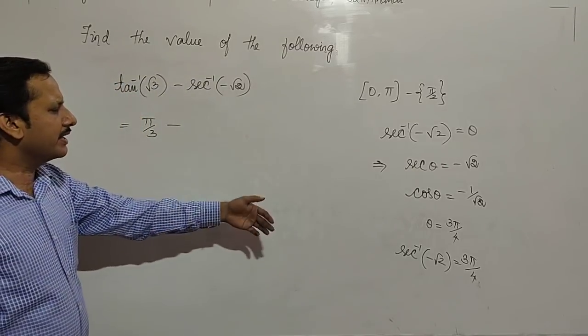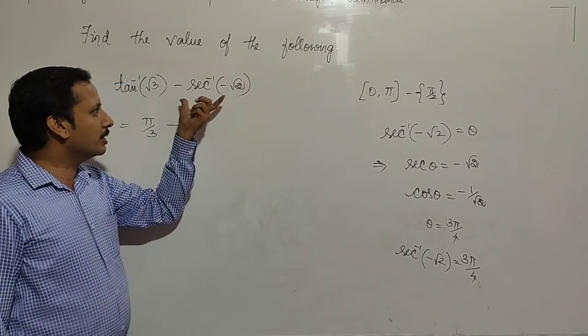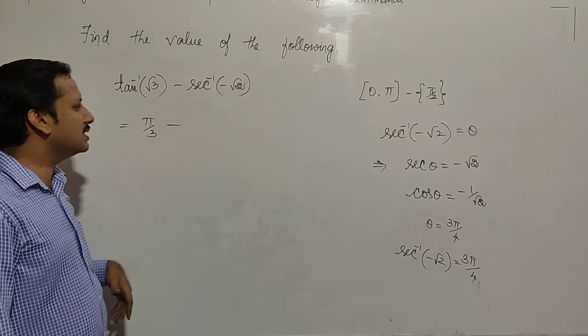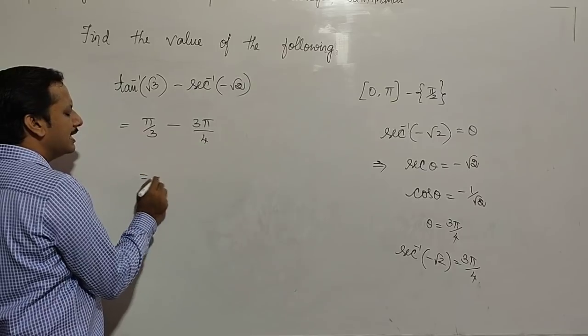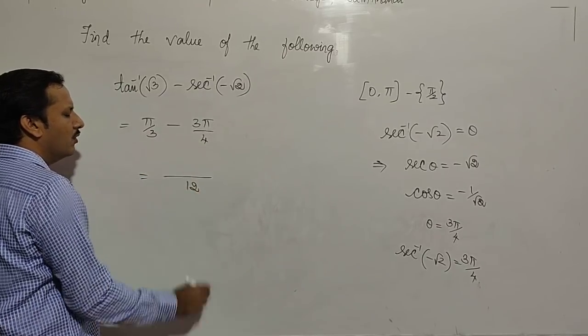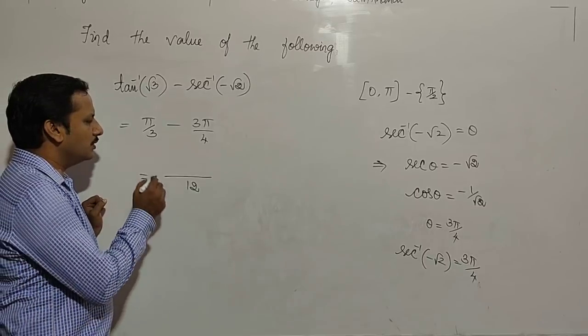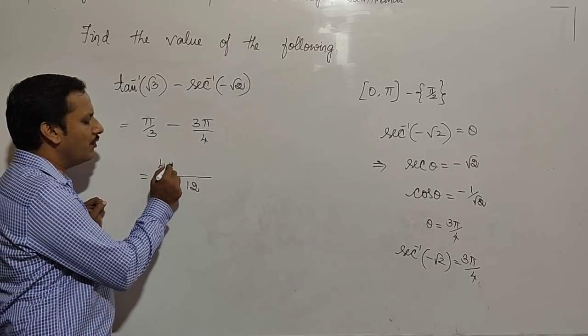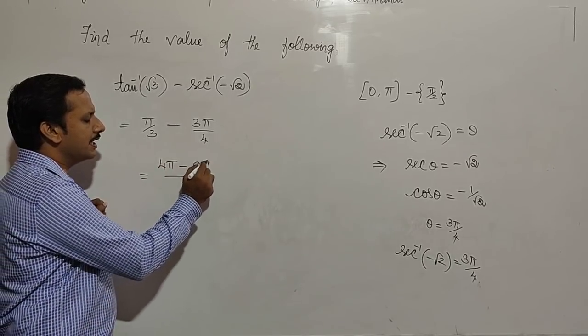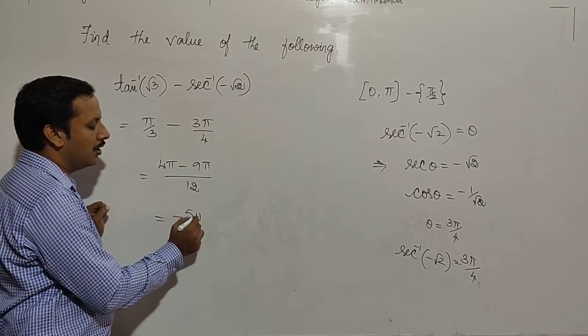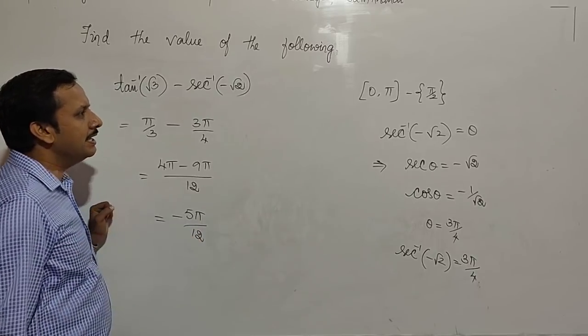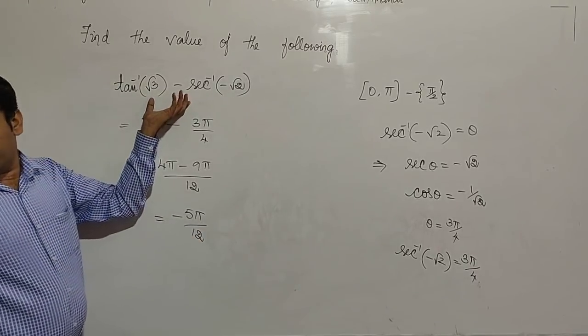Now, let us come back to this and substitute here. In place of secant inverse minus root 2, I will substitute 3 pi by 4. Take the LCM here. LCM of 3 and 4 is 12. So this will become 4 pi minus 9 pi. 4 3s are 12, 3 3s are 9 pi, which is equal to minus 5 pi by 12. That is the value of this expression.